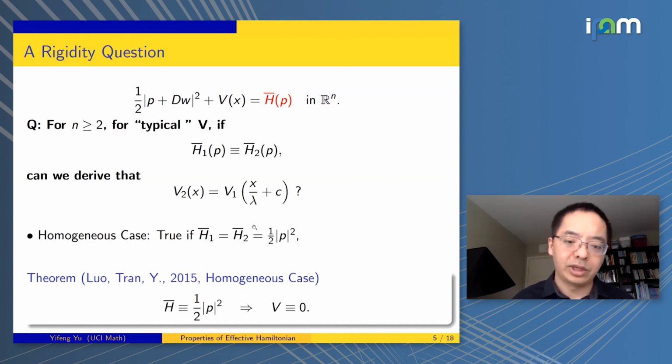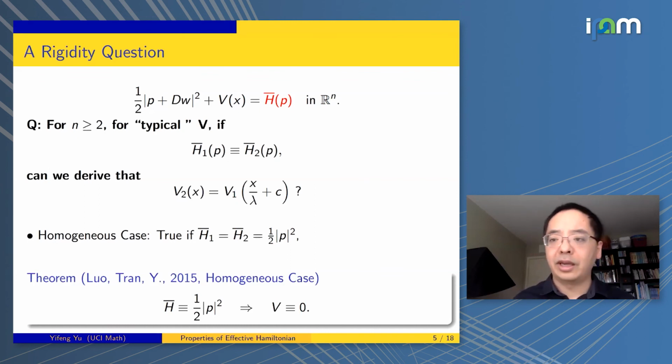homogeneous case. The homogeneous case is if we know the effective Hamiltonian is just equivalent to this part, or you can say this part plus a constant. Doesn't matter. If you subtract the constant, you get 0. Right. So this is the homogeneous case.